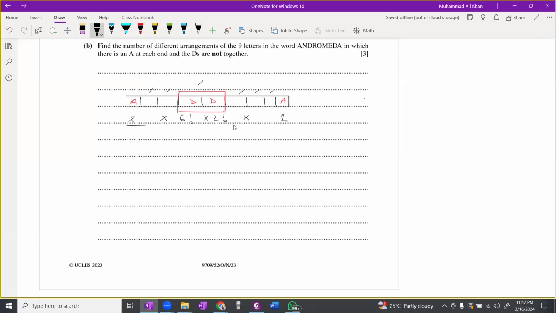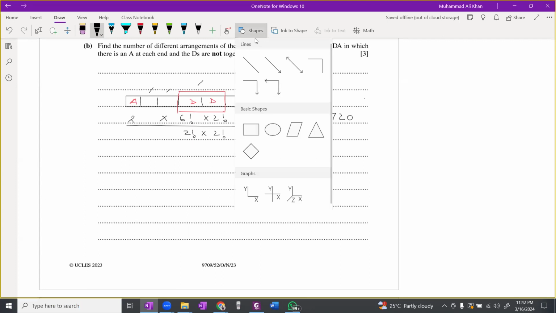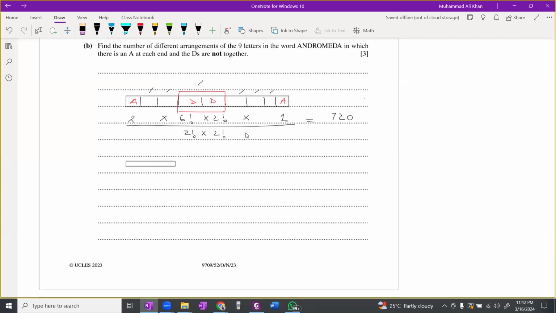Now, again, we have to divide this by 2 factorial into 2 factorial because of 2 A and 2 D, identical letters. So the result is 720. Now what will we do? Now we will do the working such that we calculate a general answer.